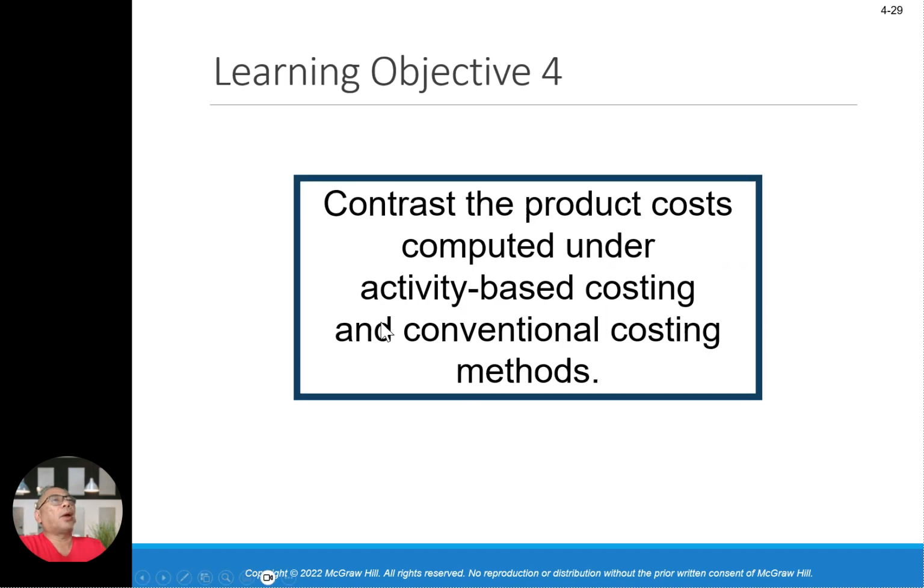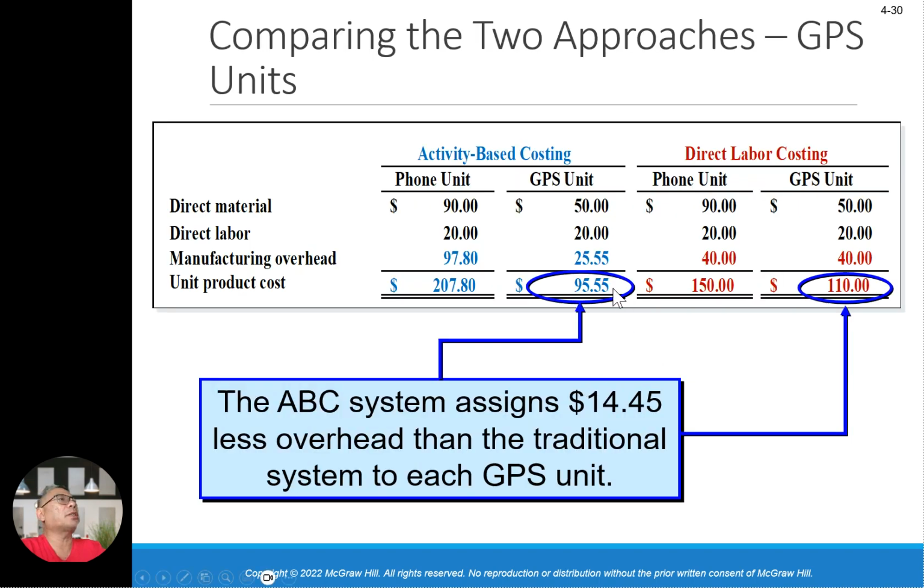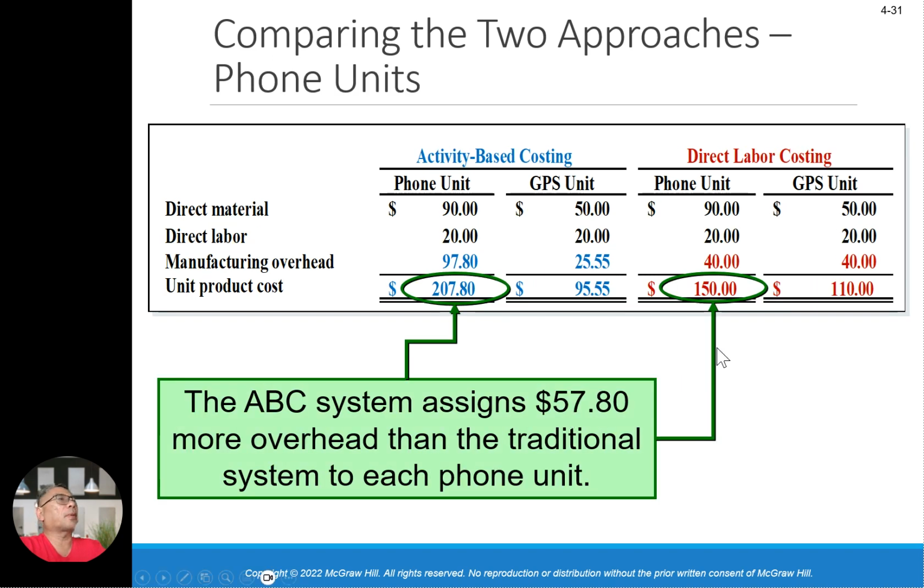Objective number 4: contrast the product costs computed under activity-based costing and conventional costing methods. We're going to compare this 95 with the first one, 110. The ABC system assigned $14.45 less overhead than the traditional system to each GPS unit. Then look at the next one, 207. ABC assigns 57 more overhead than the traditional system to each phone unit.